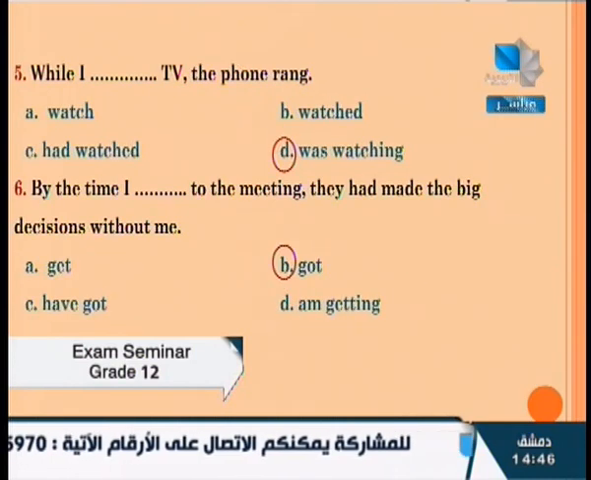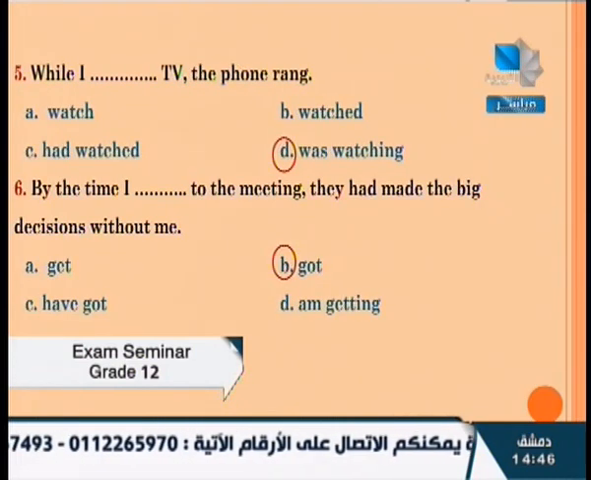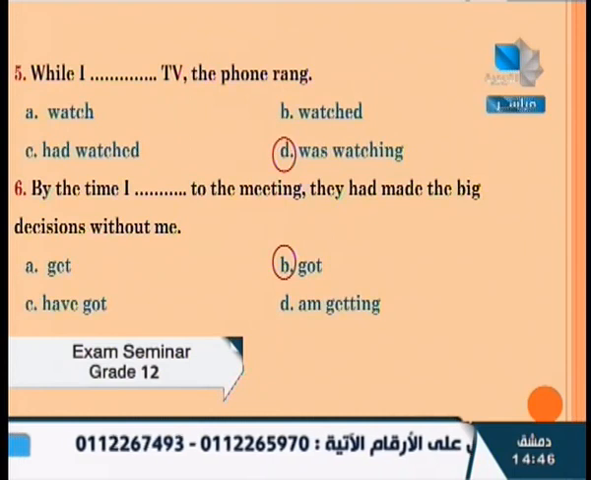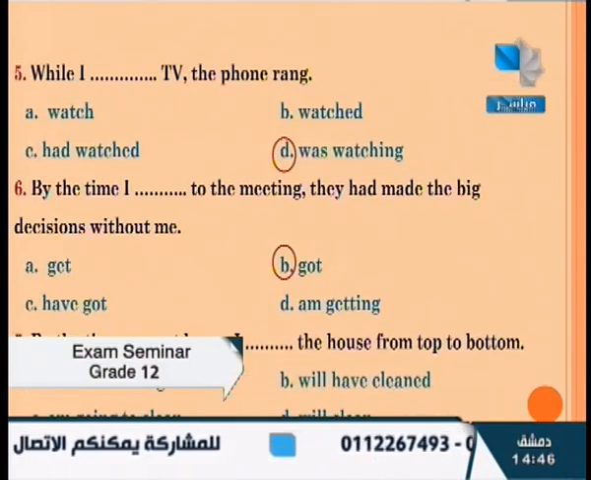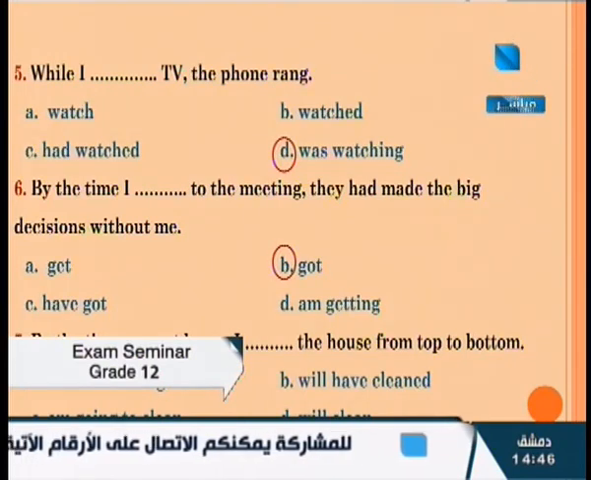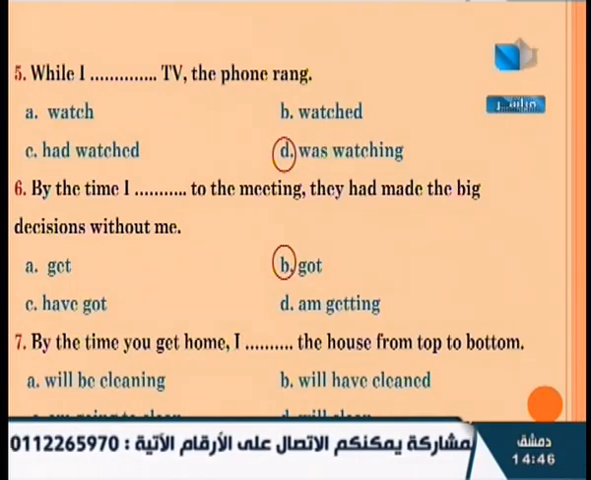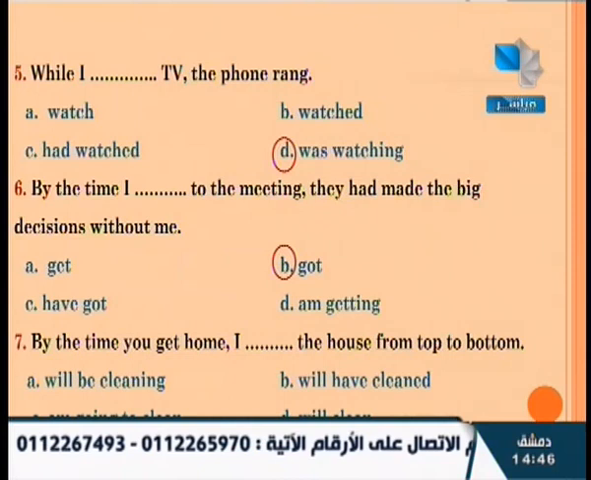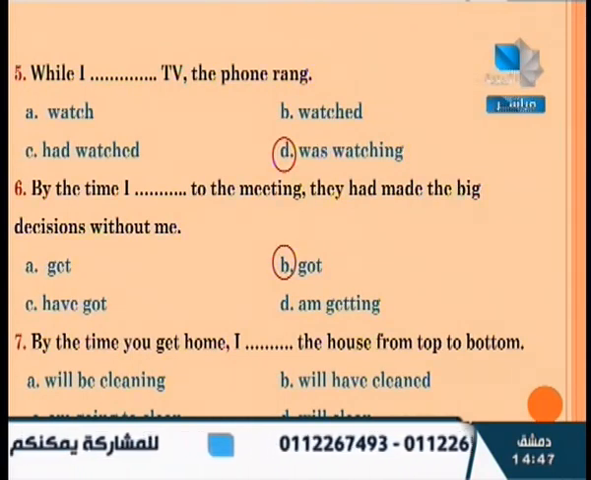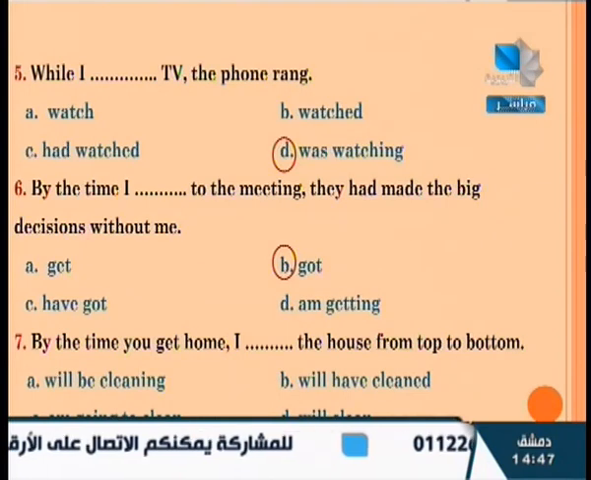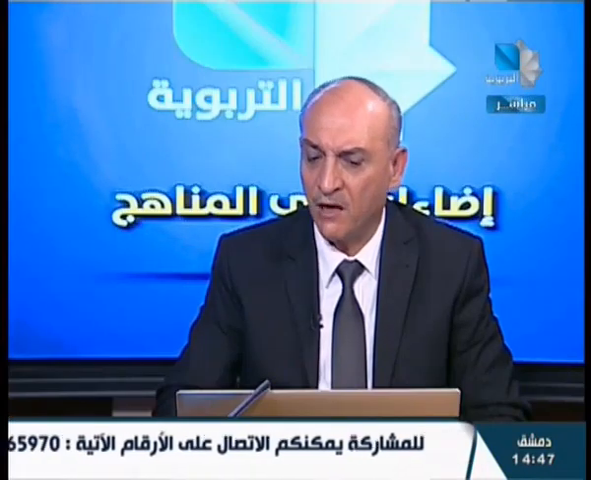Number 7, by the time you get home, I will be cleaning, will have cleaned, I'm going to clean, or will clean the house from top to bottom. The correct choice is B, will have cleaned. Good. Yes, that's right. Because we have by the time you get home, before a point of time, we use the future perfect, a finished action. Will have cleaned. Good.